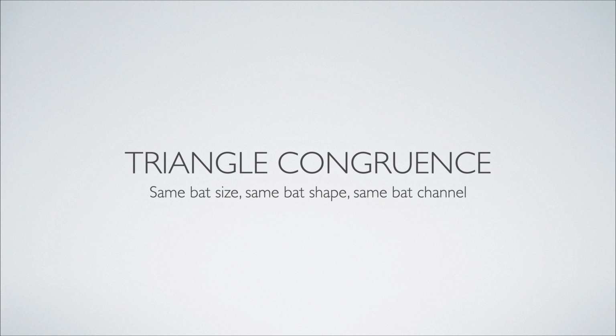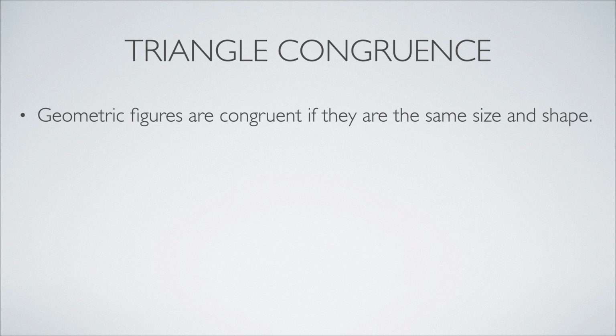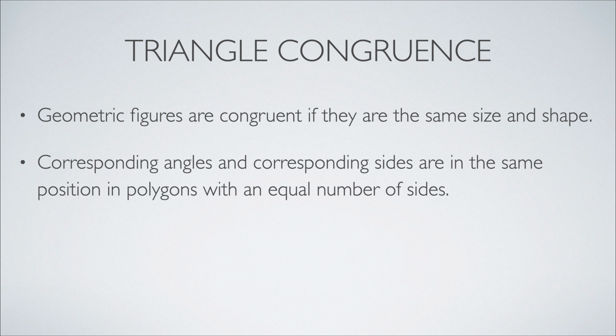So now that we've done that, let's talk a little bit about triangle congruence. Triangles are congruent, well, any figure is congruent with certain things. They have to have the same size and shape. So corresponding angles and corresponding sides are in the same positions within polygons with equal numbers of sides.